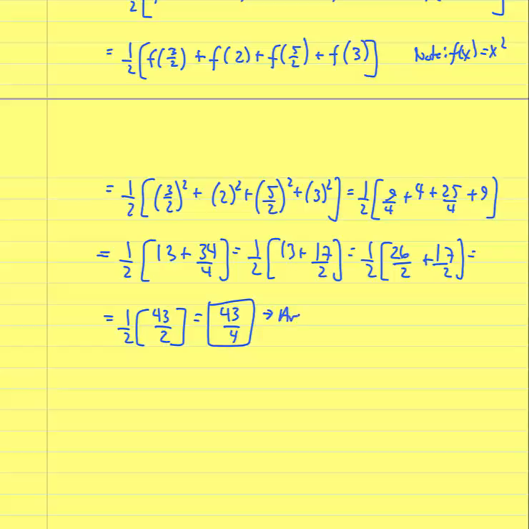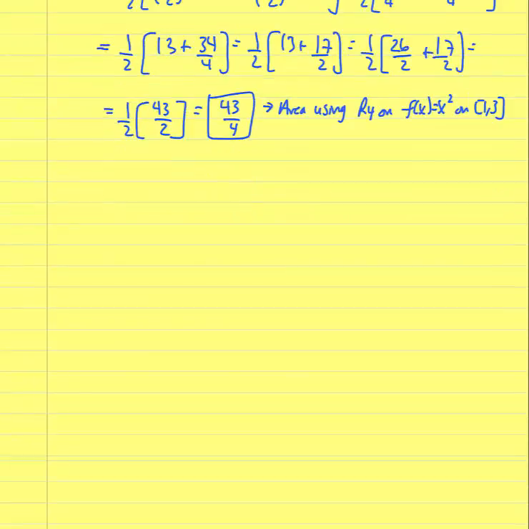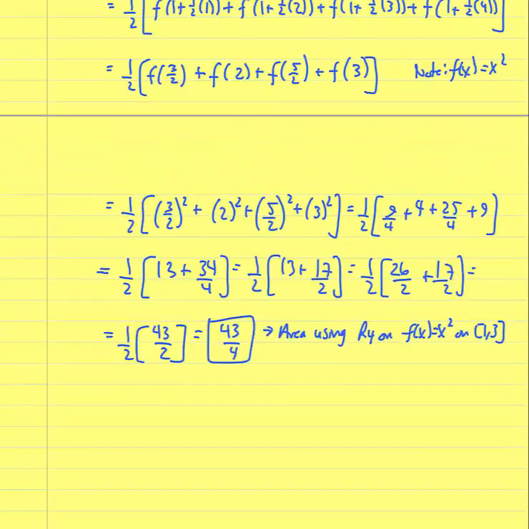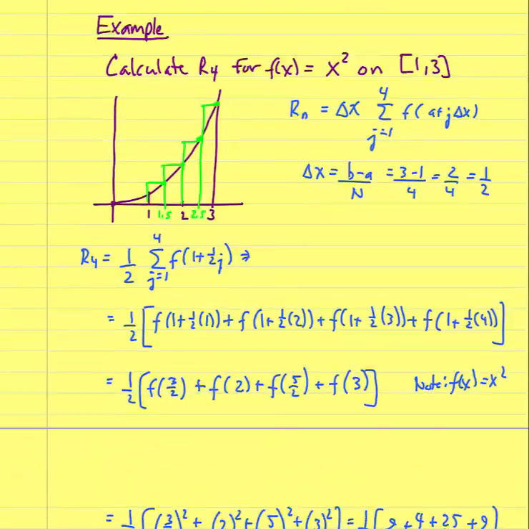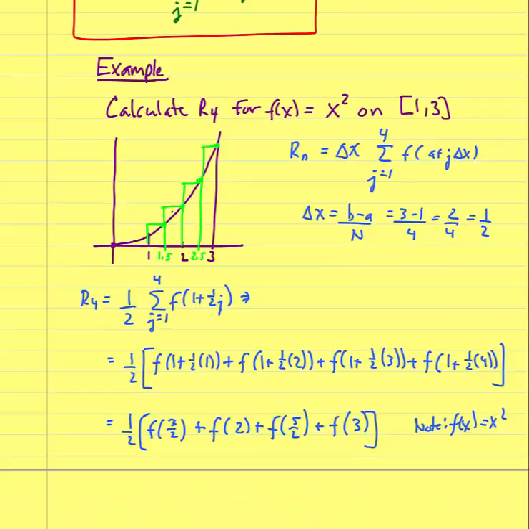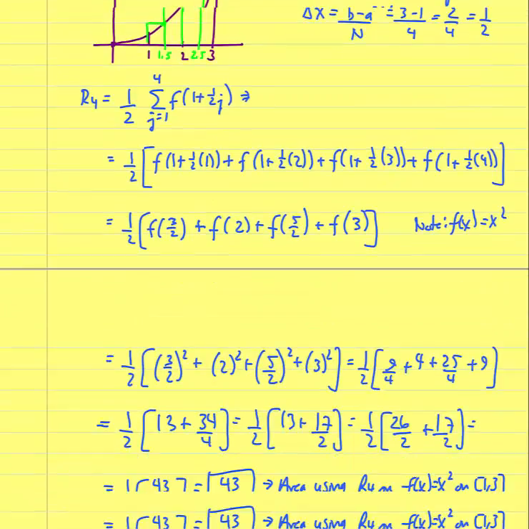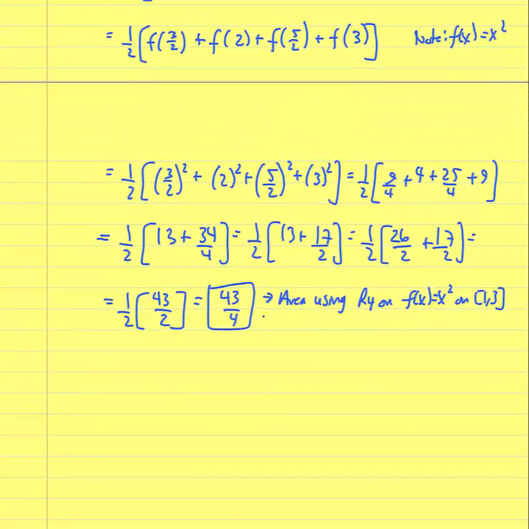So this is area using R4 on f of x equal x squared on the interval from 1 to 3. So this is my approximation of area. It'd be about 10 3/4 units. I don't really care about the mixed numbers, I'm going to stay with my improper fraction. So that's a right endpoint. And again, when we looked at the picture, remember these are all too high. So this is an overestimate. So I guess we could note that. Just from looking at the picture, we can see that it's an overestimate.